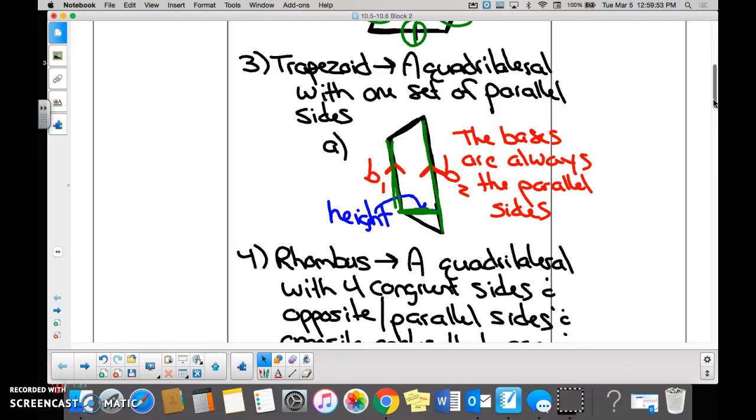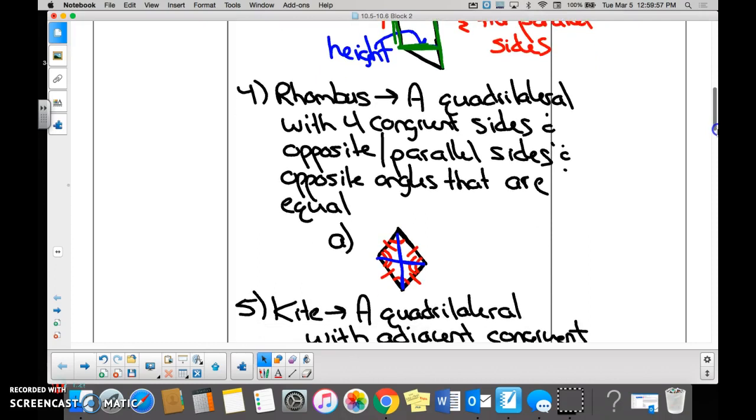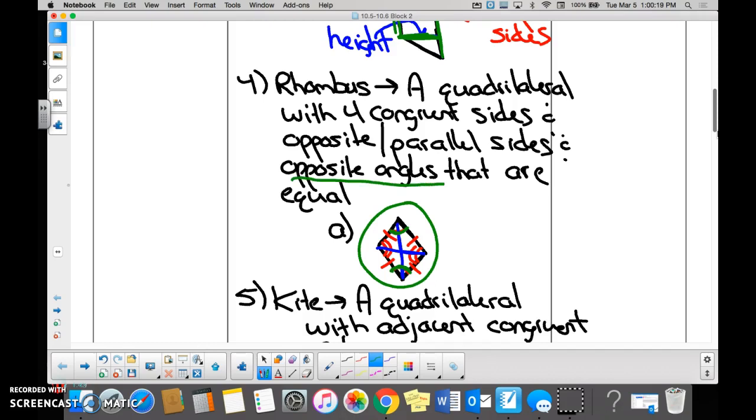A rhombus. A rhombus has how many congruent sides, you guys? 4. So it's kind of like a square, right? Except a rhombus doesn't have 90-degree angles. A rhombus looks like a diamond. A square has 4 congruent sides and right angles. A rhombus has 4 congruent sides, but the angles are not 90 degrees. Opposite angles are what, though? Opposite angles are equal, which also is congruent, right?